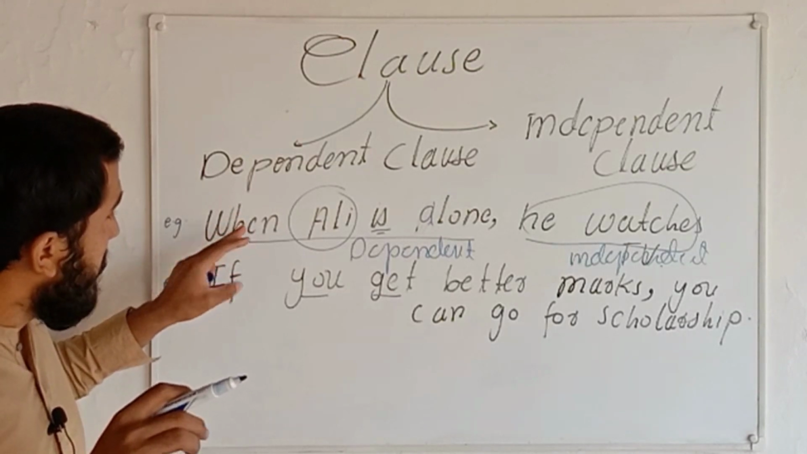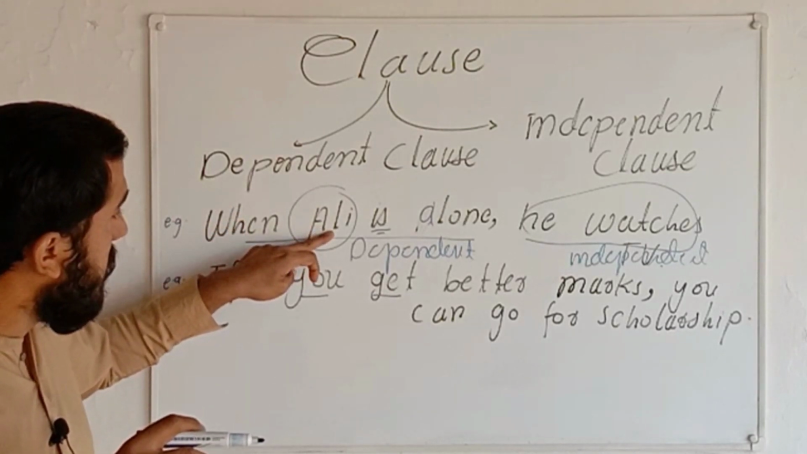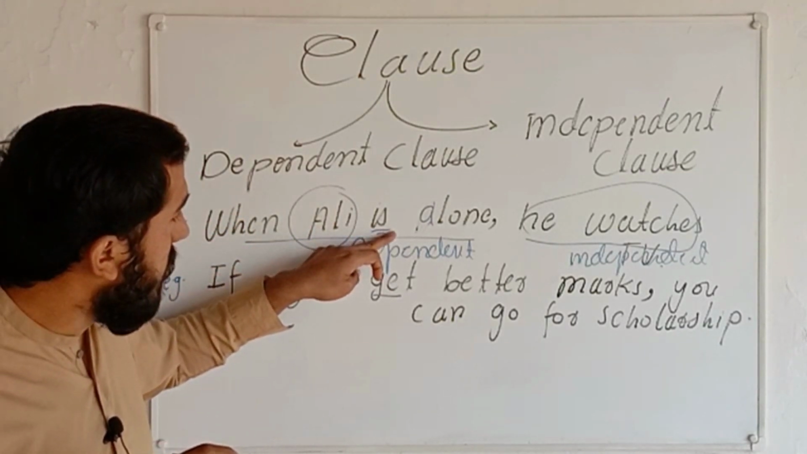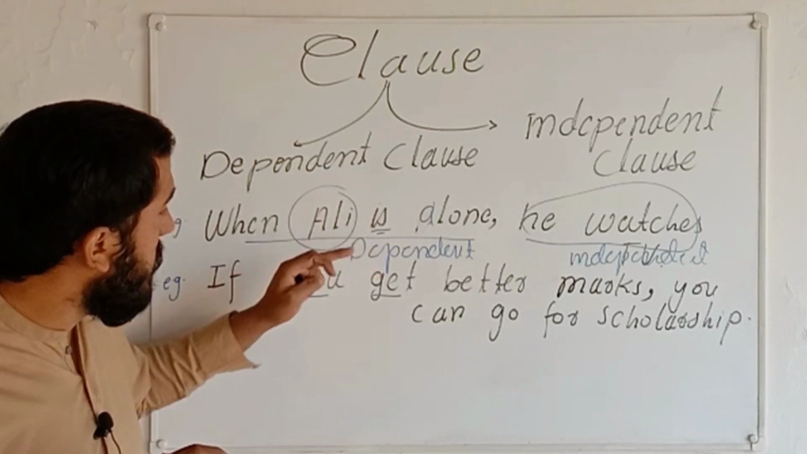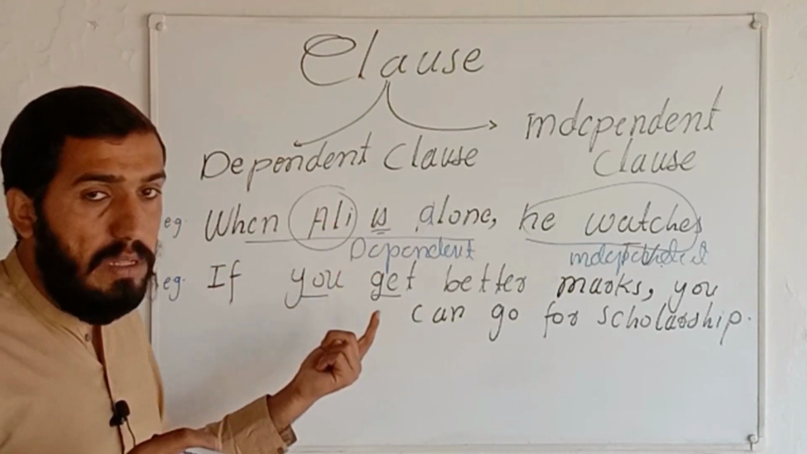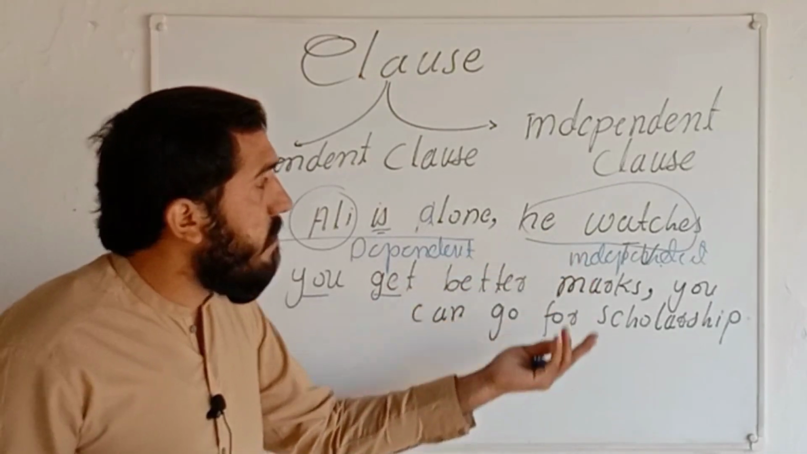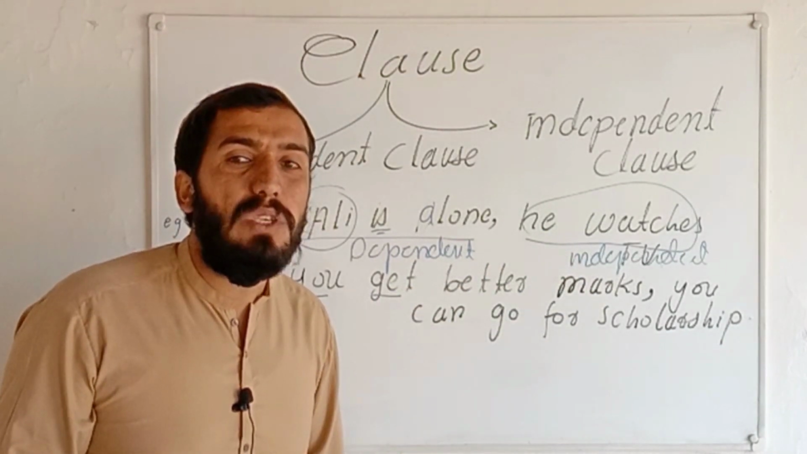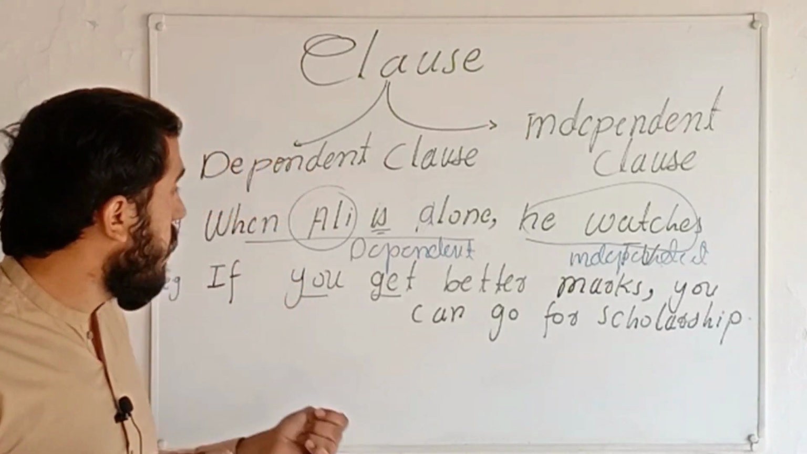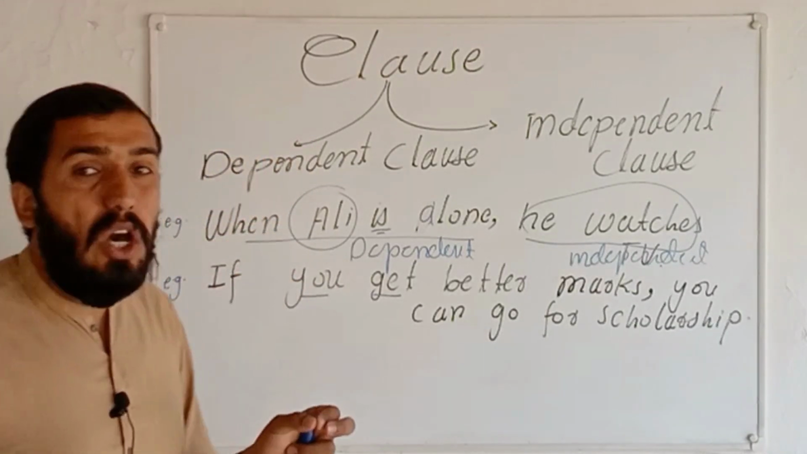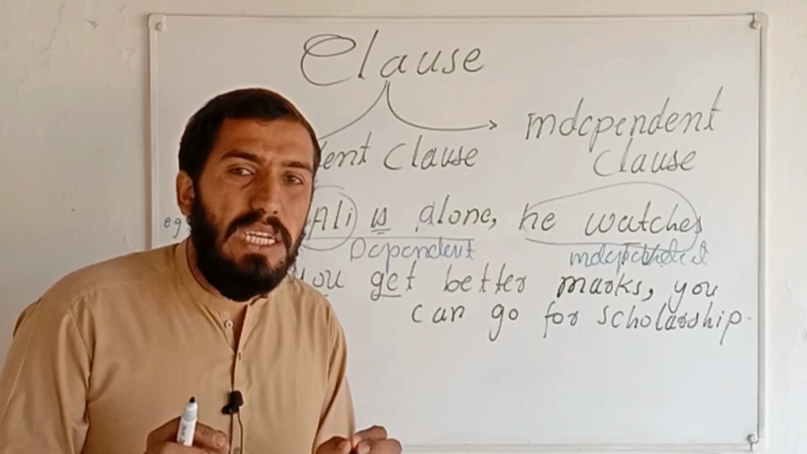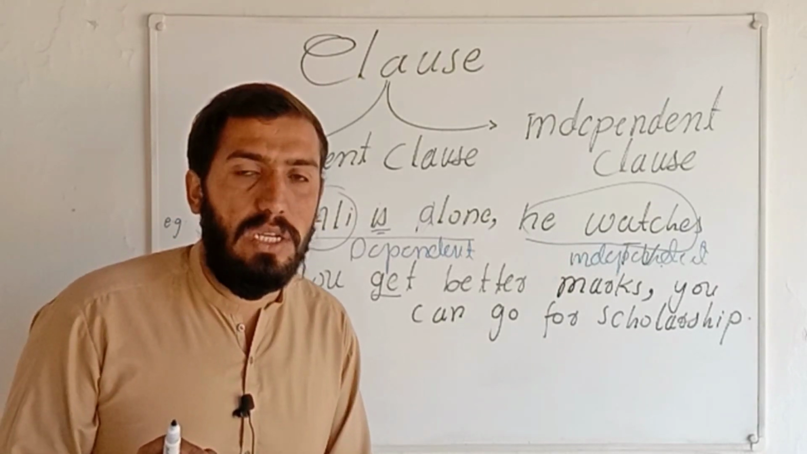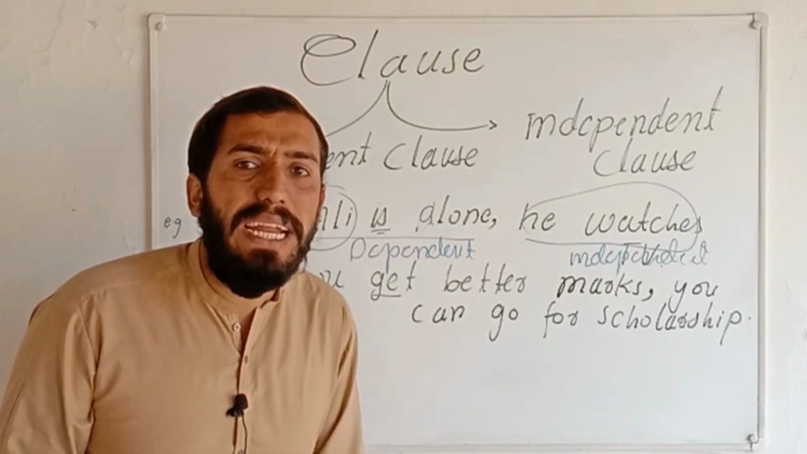So, a dependent clause has a subject. This is the subject, Ali, and this is the verb, is. So subject and verb, we have a clause. But an independent clause gives a complete thought. A dependent clause always starts with subordinating conjunctions. You can use these subordinators.